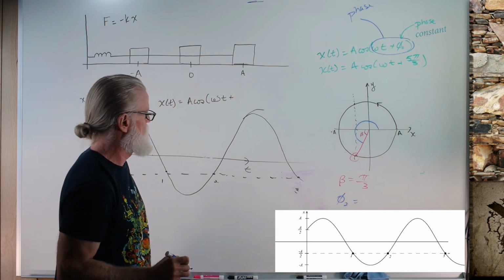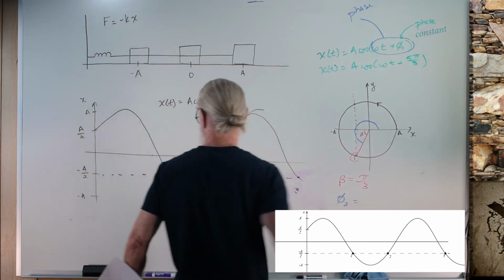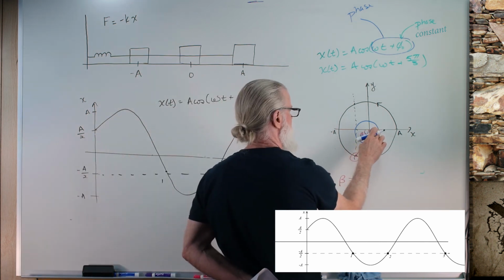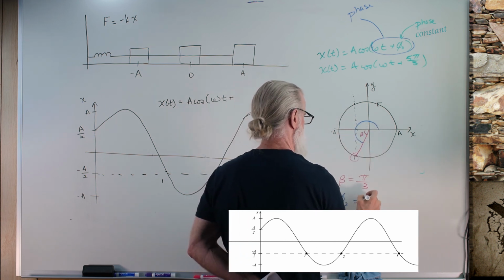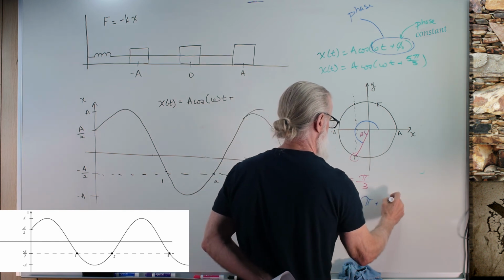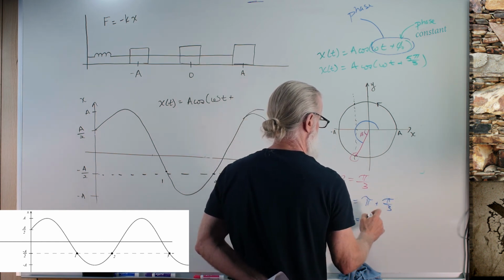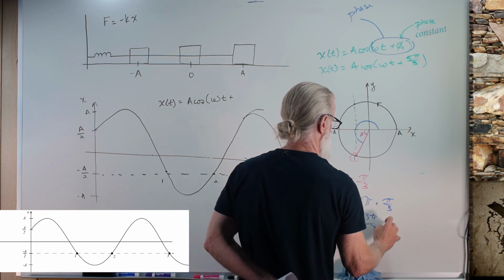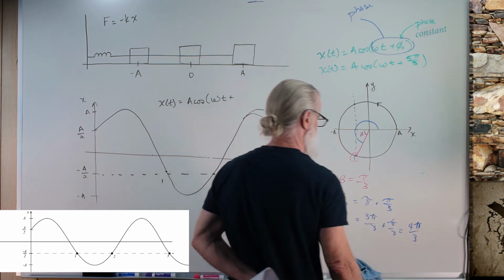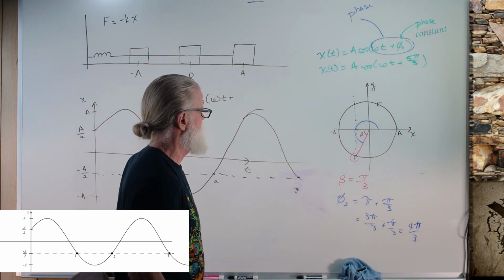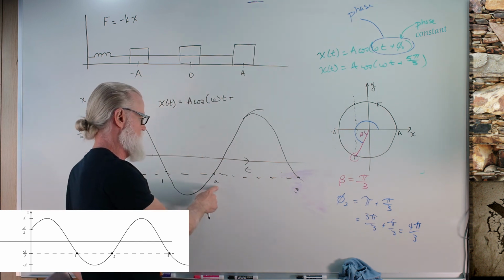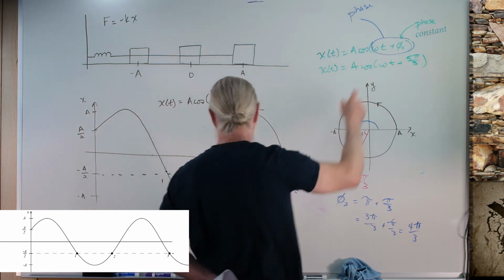Phi 2, the total phase, the whole argument, is going to be, what do we got? If we go all the way around here, that is pi, right? So pi will get us to here, and then we have to add to it pi over 3. So we got 3 pi over 3 plus pi over 3 is 4 pi over 3. All right, so phi 2 is 4 pi over 3. That's the phase of this thing. Remember, that is this whole argument there.